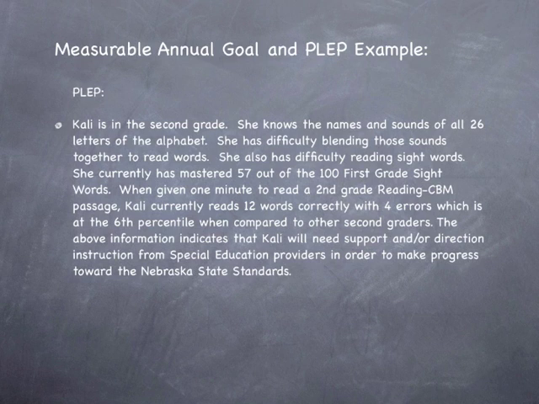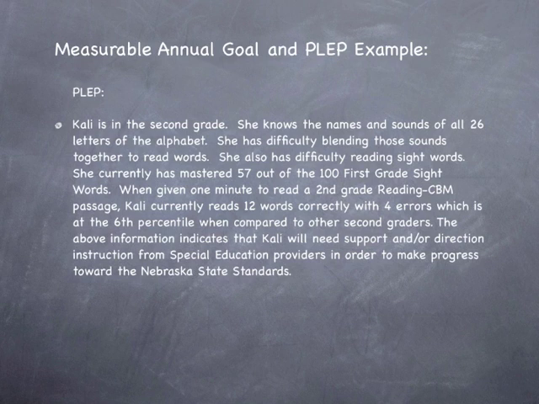Kaylee is in the 2nd grade. She knows the names and sounds of all 26 letters of the alphabet. She has difficulty blending those sounds together to read words. She also has difficulty reading sight words. She currently has mastered 57 out of the 100 first grade sight words. When given 1 minute to read a 2nd grade reading CBM passage, Kaylee currently reads 12 words correctly with 4 errors, which is at the 6th percentile when compared to other 2nd graders.